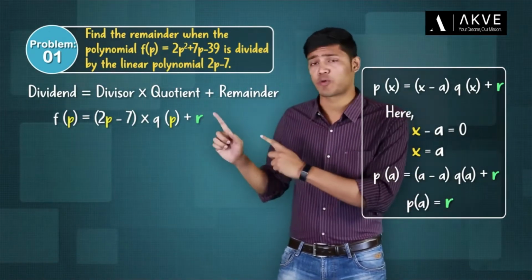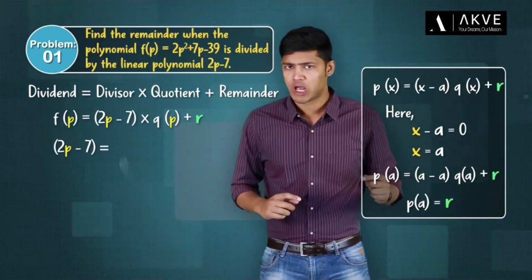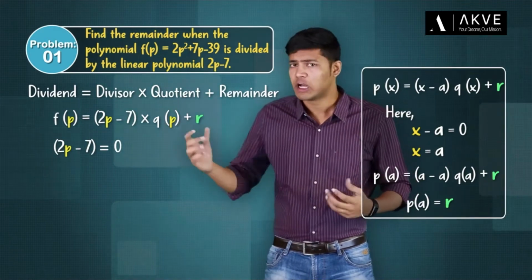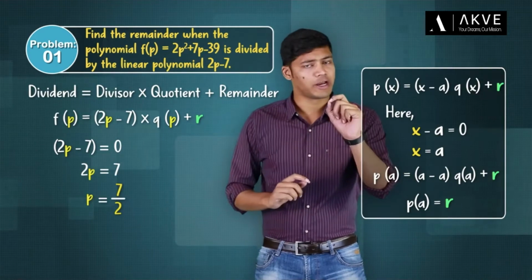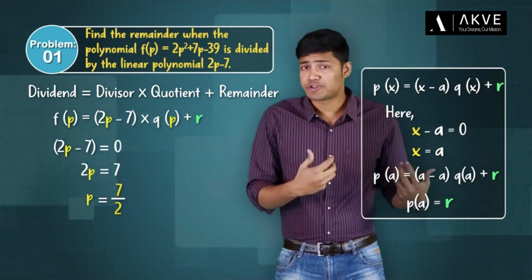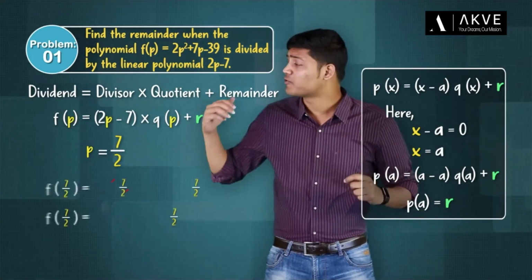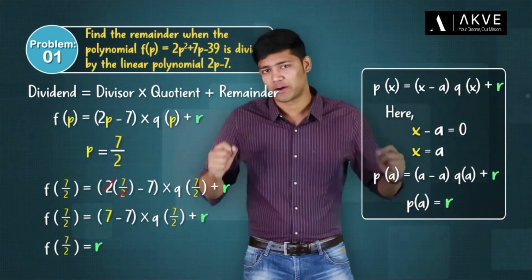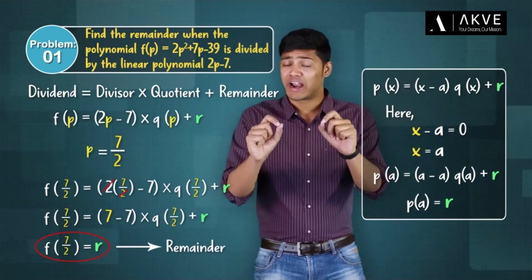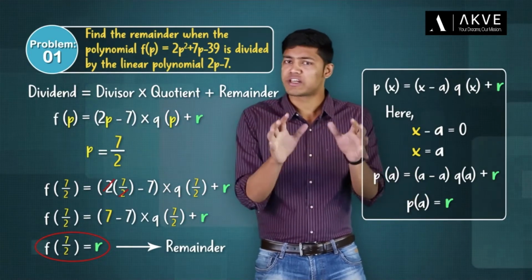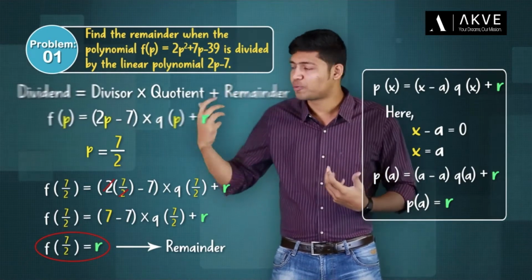Now coming to our problem, to find the remainder, we have to make the divisor equal to 0. So let's equate 2p minus 7 to 0. And doing so, we will get p equal to 7 by 2. Now, if we substitute p equal to 7 by 2 in this equation, we will get f of 7 by 2 equals r. So, the remainder is f of 7 by 2 and we can find f of 7 by 2 by simply substituting 7 by 2 in place of p in the polynomial f of p.